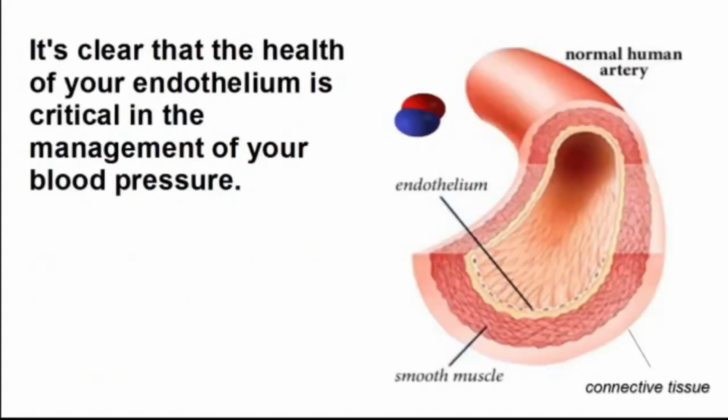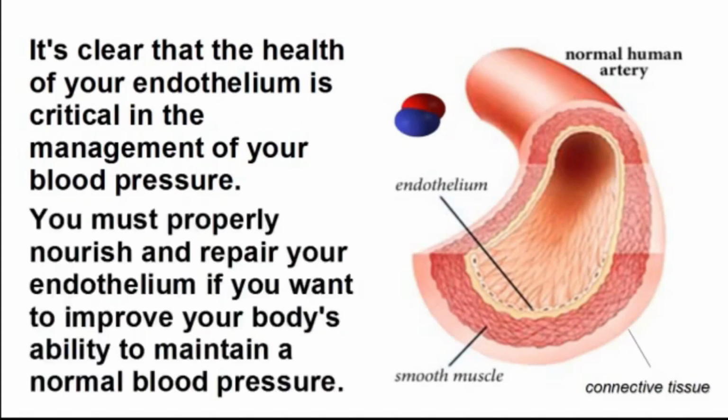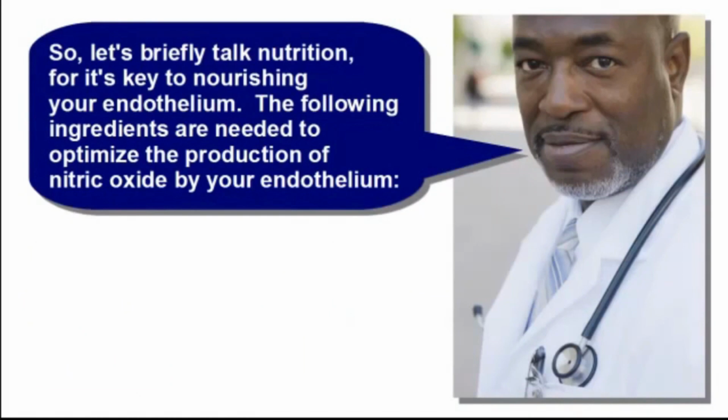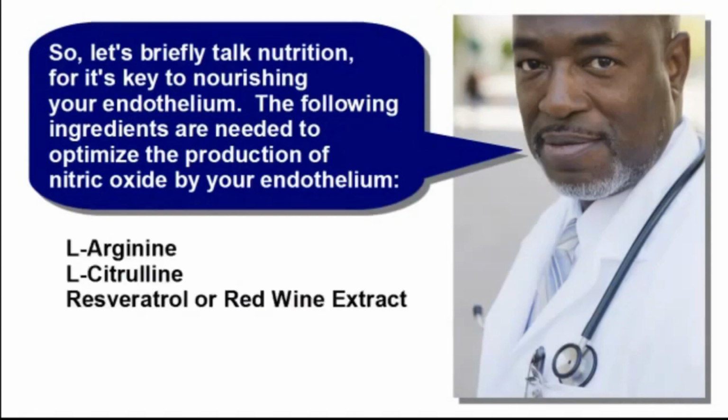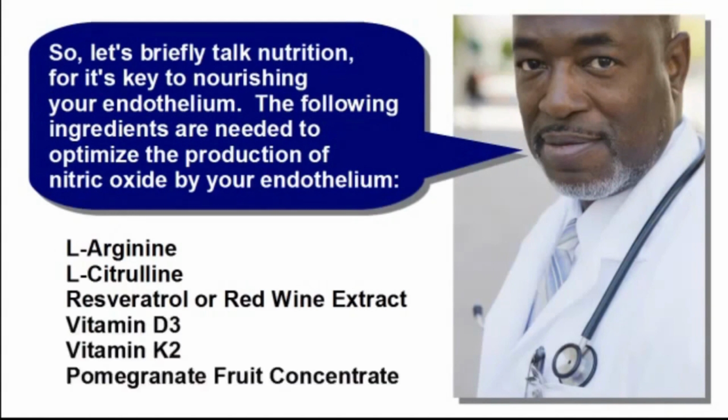It's clear that the health of your endothelium is critical in the management of your blood pressure. You must properly nourish and repair your endothelium if you want to improve your body's ability to maintain a normal blood pressure. So let's briefly talk nutrition, for it's key to nourishing your endothelium. The following ingredients are needed to optimize the production of nitric oxide by your endothelium: L-arginine, L-citrulline, resveratrol or red wine extract, vitamin D3, vitamin K2, pomegranate fruit concentrate.